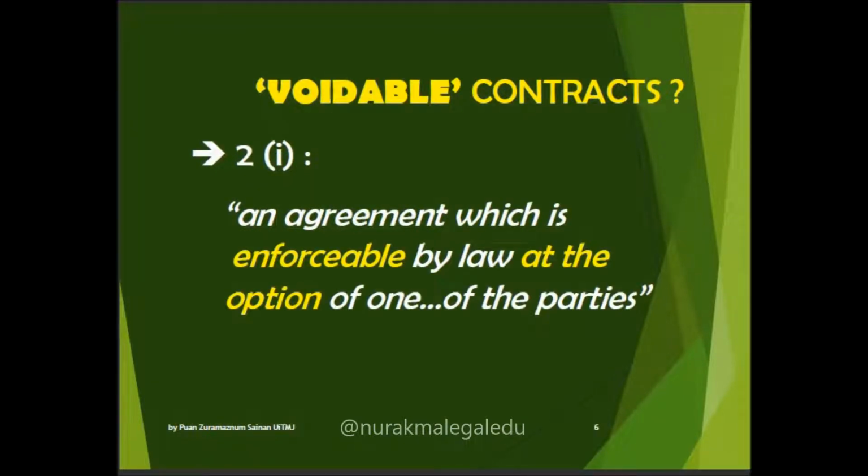Voidable contracts, according to section 2 subsection i, is an agreement which is enforceable by law at the option of one of the parties. Meaning to say that in the event there are circumstances that can make this contract void, the other party has the right to say, okay, I want to proceed with this contract, and the other party can manage to do so. This is a voidable contract. Which one is a void contract? Which one is a voidable contract?